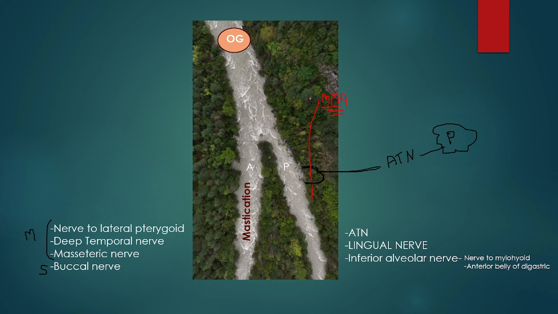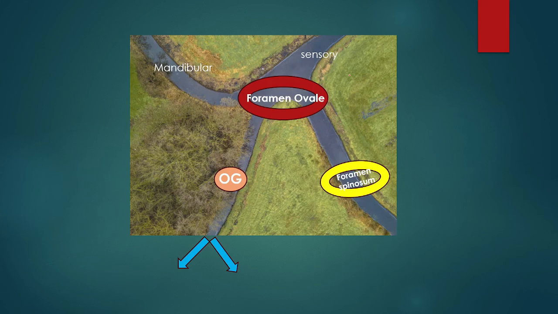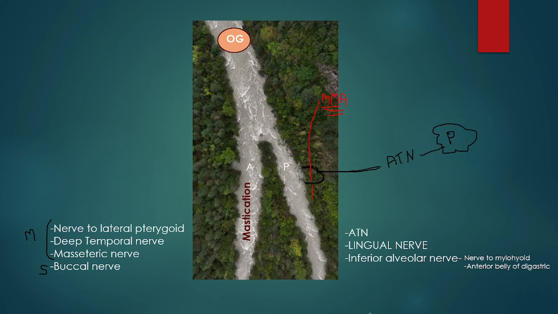Okay. Now we discussed previously that through this particular foramen spinosum, this sensory nerve passes, right? So what happens is this middle meningeal artery is also passing through this foramen spinosum. Through this particular foramen spinosum, the sensory nerve as well as the middle meningeal artery passes. Just remember this, okay?